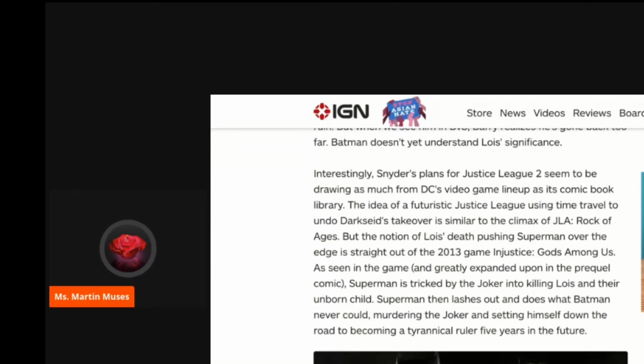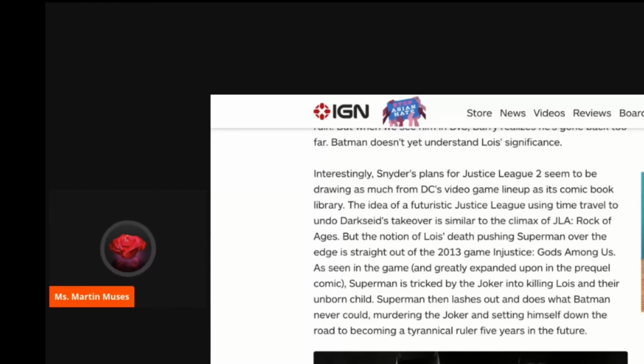Interestingly, Zack Snyder's plans for Justice League 2 seem to be drawing as much from DC's video game lineup as his comic book library. The idea of a futuristic Justice League using time travel to undo Darkseid's takeover is similar to the climax of JLA: Rock of Ages.